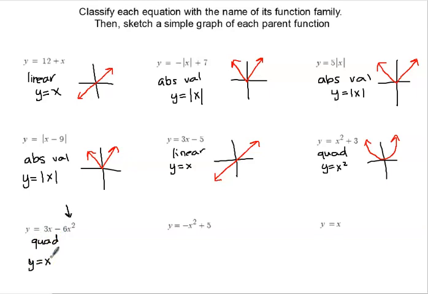Y is equal to x squared, which would be a parabola or a U-shaped graph centered at the origin. Adding and subtracting, I ignore the 5. Multiplying and dividing, I ignore the negative. And I'm left with y is equal to x squared, which is another quadratic. U-shaped graph centered at the origin.